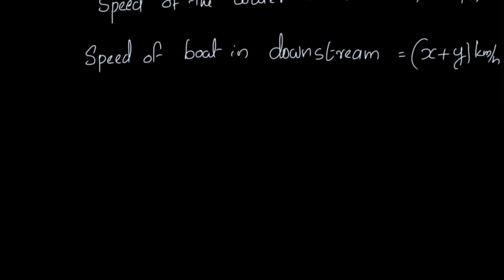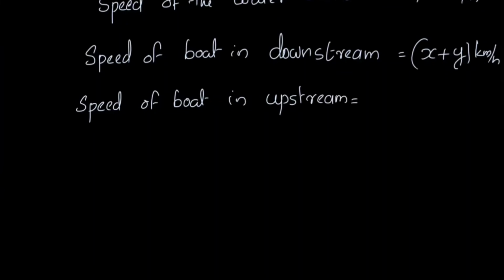Next is the speed of the boat in upstream. In upstream, it is opposed by the water current. So it is equal to x minus y km per hour. That is, its resulting speed is decreased.